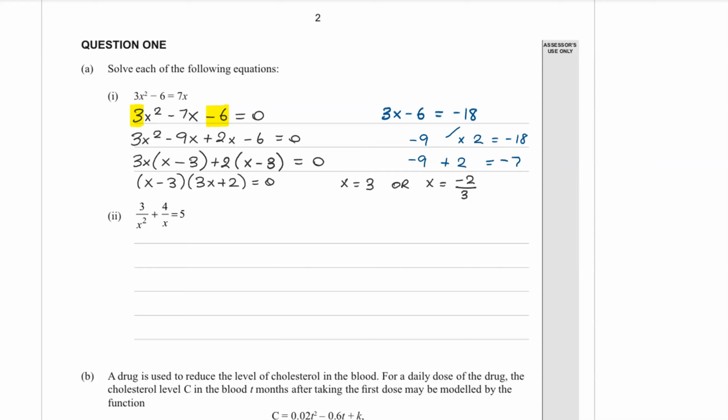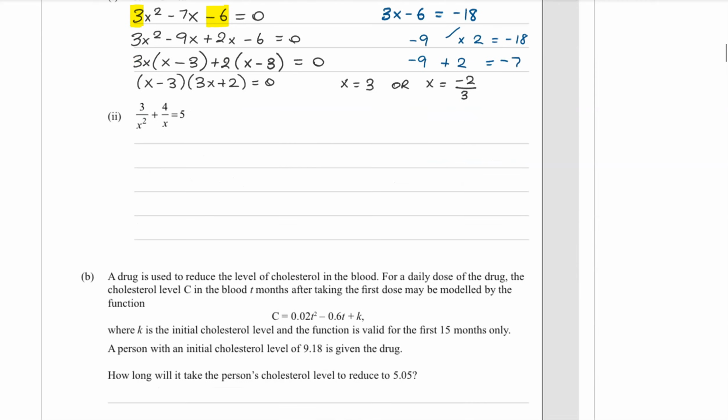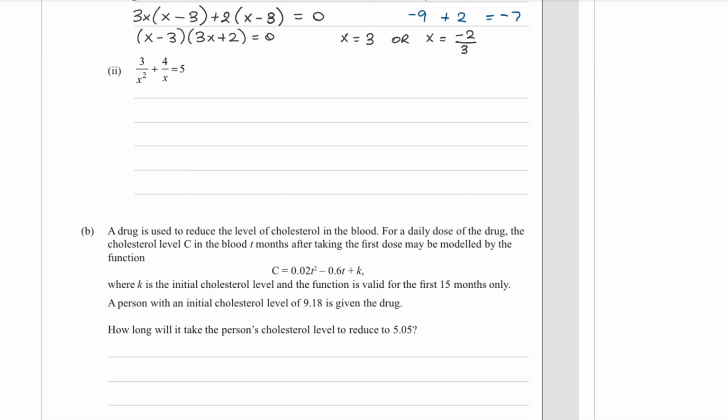You could put this in your graphics calculator and just find the solution, but I thought I'll show you the working behind it as well. Next question, we've got 3 over x squared plus 4 over x equals 5. We want to solve this equation as well. So first things first, I'll take everything to the other side. So I'll have 0 equals 5 minus 3 over x squared minus 4 over x. Now I want to have a common denominator.